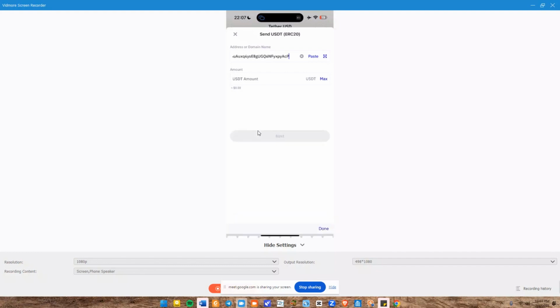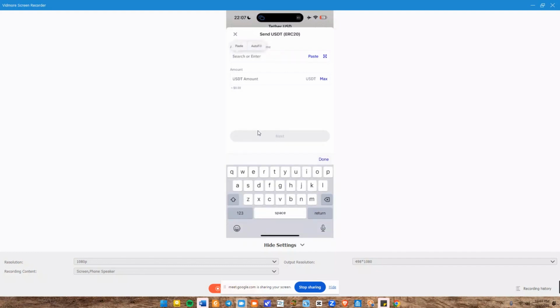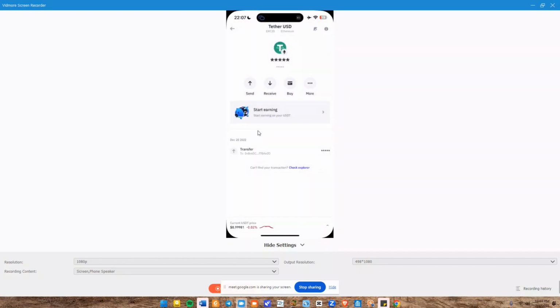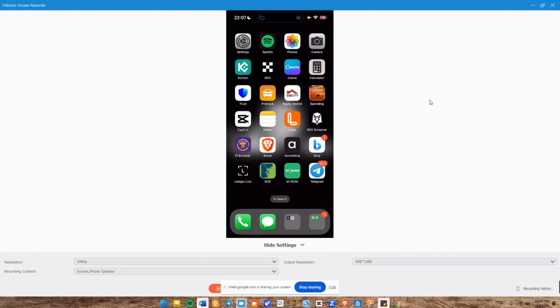But if I ignore that precaution, for example, I paste and I put the amount and I decide to send, and I send, that money will get lost. So it's very important that you use the correct blockchain network.